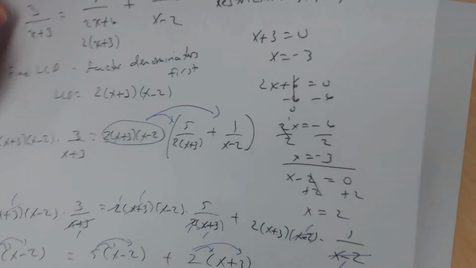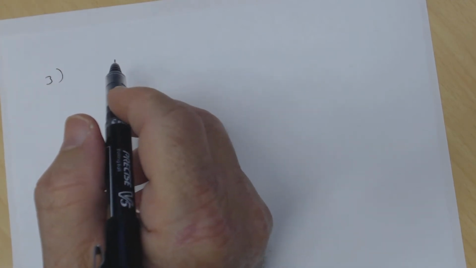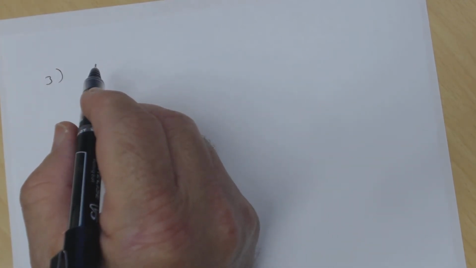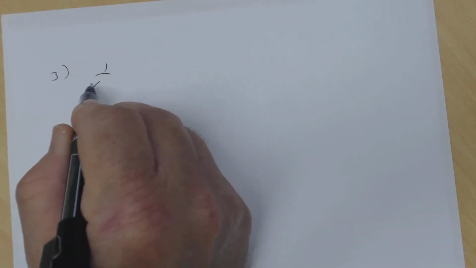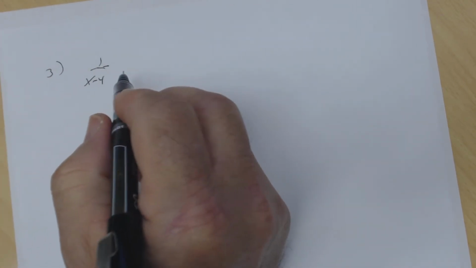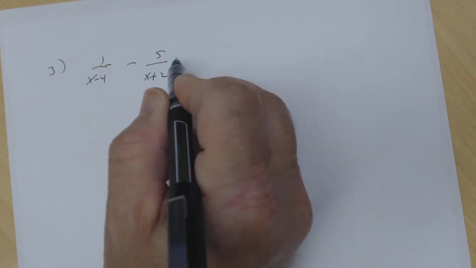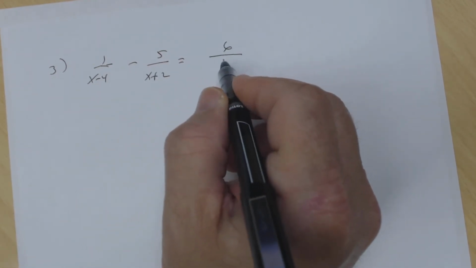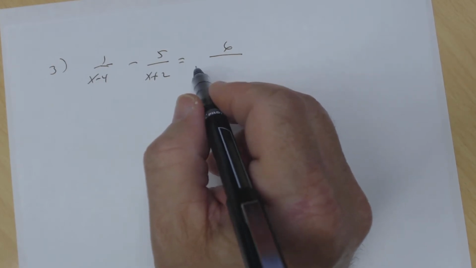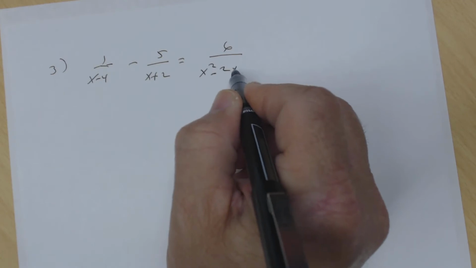All right, number 3. Suppose we had, actually let's do 1 divided by x minus 4, minus 5 divided by x plus 2, equals 6 divided by x squared minus 2x minus 8.